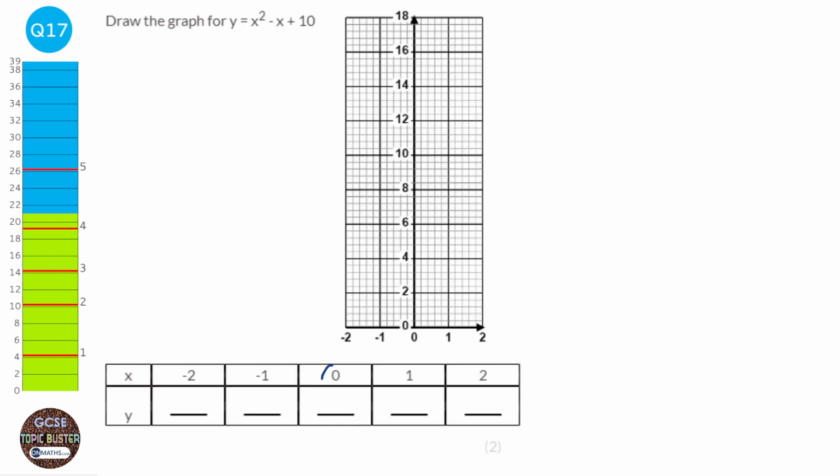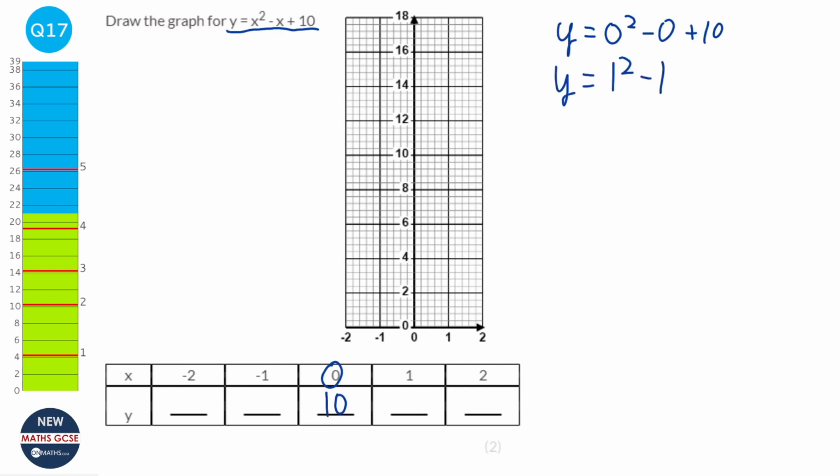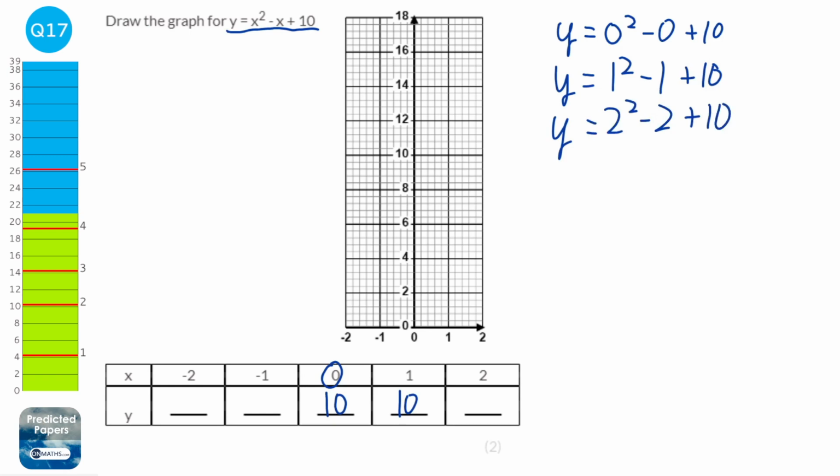So we're going to start off with x equals 0. And we're going to write out this equation, but with 0 every time it says x. So it's going to be y equals 0 squared minus 0 plus 10. Well, 0 squared is just 0, so 0 take away 0 is just 0, plus 10 is just going to be 10. So the answer there will be 10. Could do the same for 1. So it will be 1 squared minus 1 plus 10. Well, 1 squared is 1, 1 take away 1 is 0, plus 10 is 10. So that will also be 10. 2 squared minus 2 plus 10. 2 squared is 4, 4 take away 2 is 2, plus 10 will be 12.